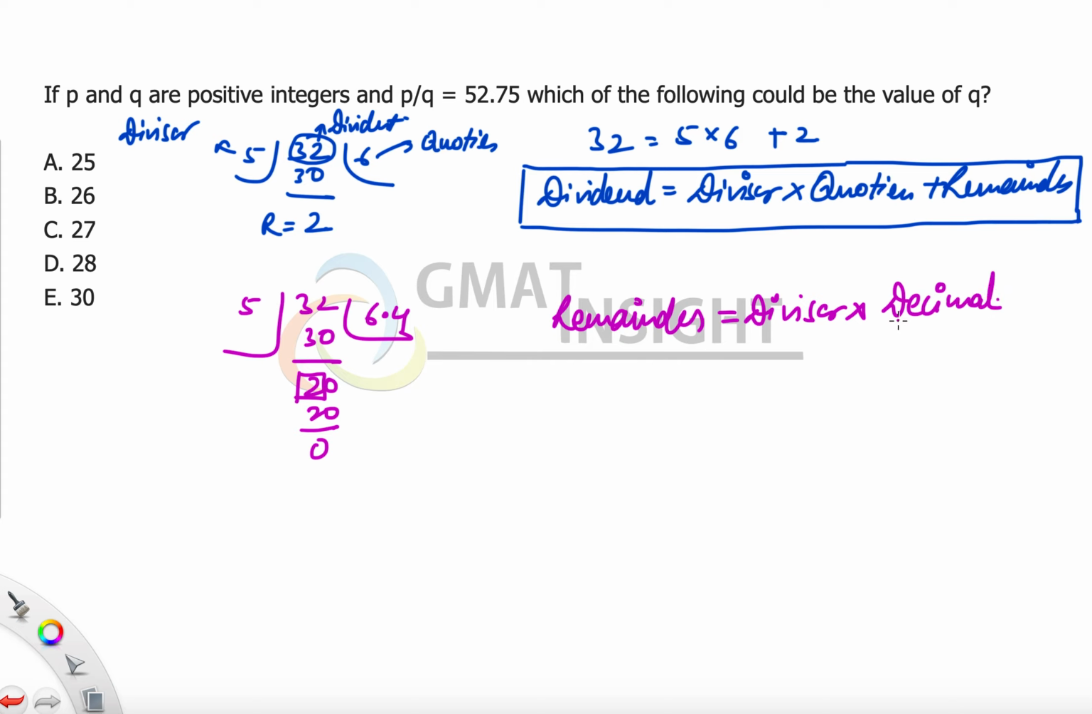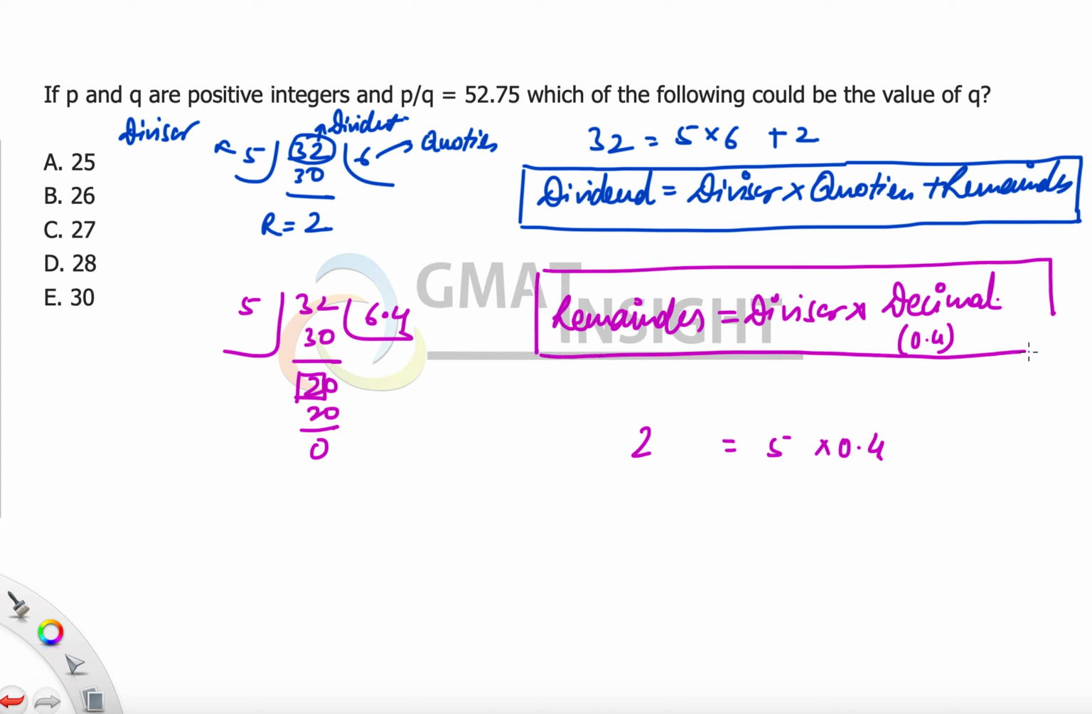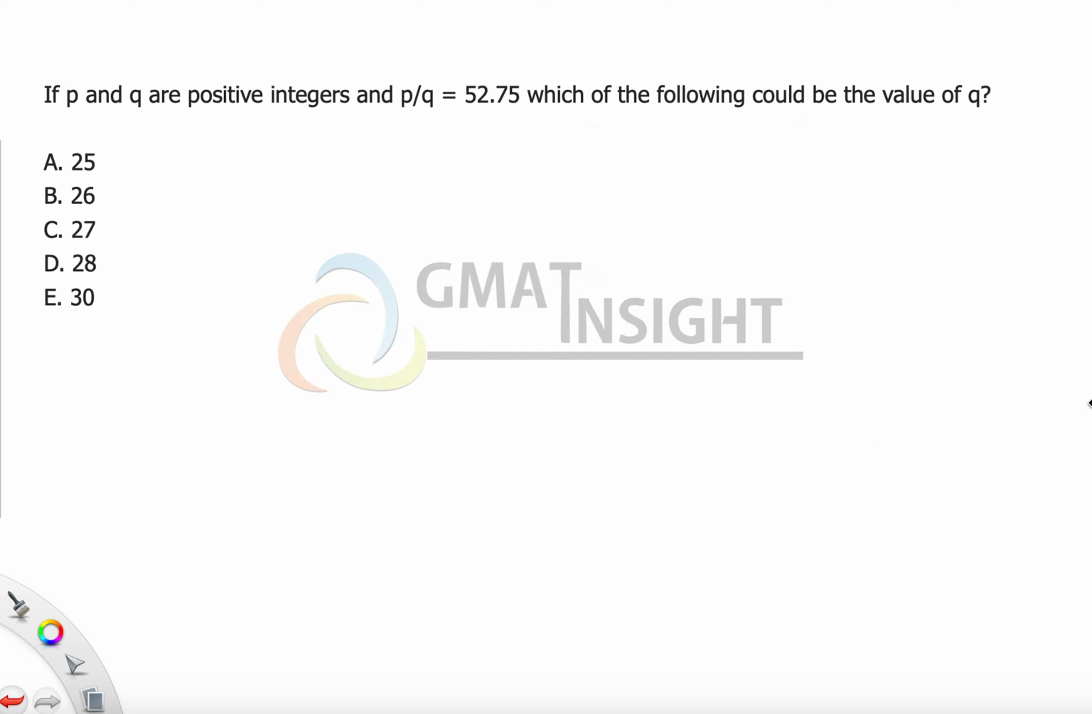The decimal part in this example is 0.4, because if you see carefully, the remainder 2 was equal to 5 multiplied by 0.4. So this is the second relationship, and such relationships are quite critical for us to answer questions such as we have here. Now, having done this, let me quickly go to the question and see how to answer it.